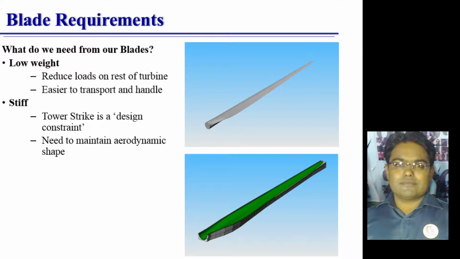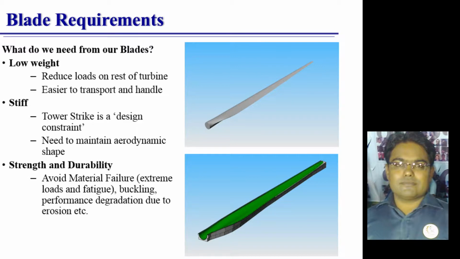Stiff tower strike is a design constraint, so we need to maintain aerodynamic shapes. It should not be flat like rotor blades. Otherwise, a lot of airflow interactions and a lot of airflow disturbance and drag will be there that may cause structural damage to the tower. It should be stiff enough. Then strength and durability: avoid material failure, particularly extreme load sensitivity, buckling, and performance degradation due to erosion, etc. And the last one is aerodynamic design. It should be a fully aerodynamically designed blade, easy to manufacture.